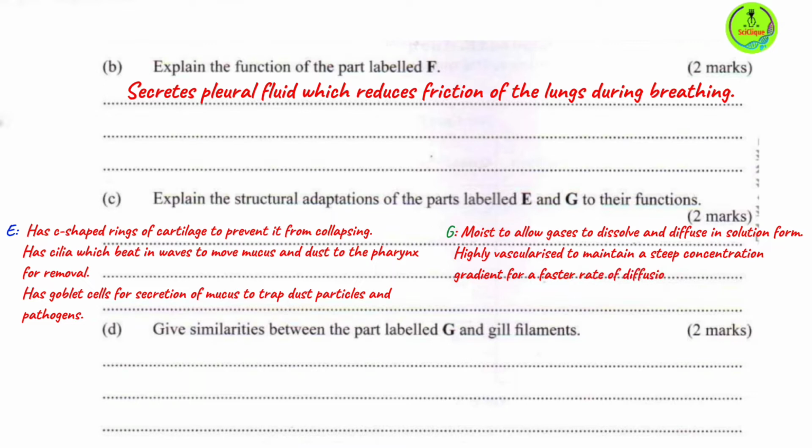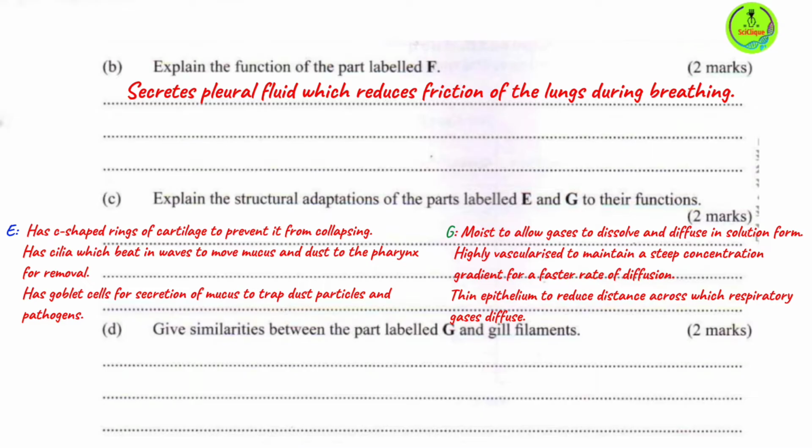Number two, they are highly vascularized to maintain a steep concentration gradient for faster rate of diffusion. Last one, they have a thin epithelial membrane, which is only one cell thick. And this is so as to reduce the distance across which the diffusion of the respiratory gases occurs.